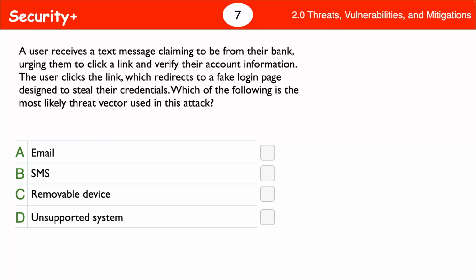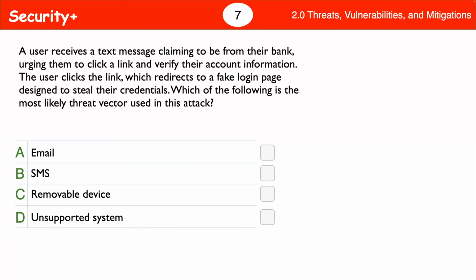Question 7. A user receives a text message claiming to be from their bank, urging them to click a link and verify their account information. The user clicks the link, which directs them to a fake login page designed to steal their credentials. Which of the following is the most likely threat actor used in this attack? A, email, B, SMS, C, removable device, or D, unsupported system?